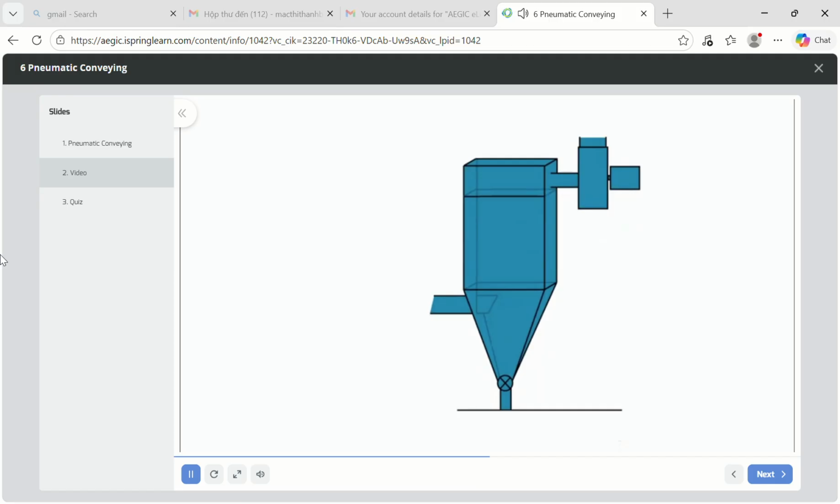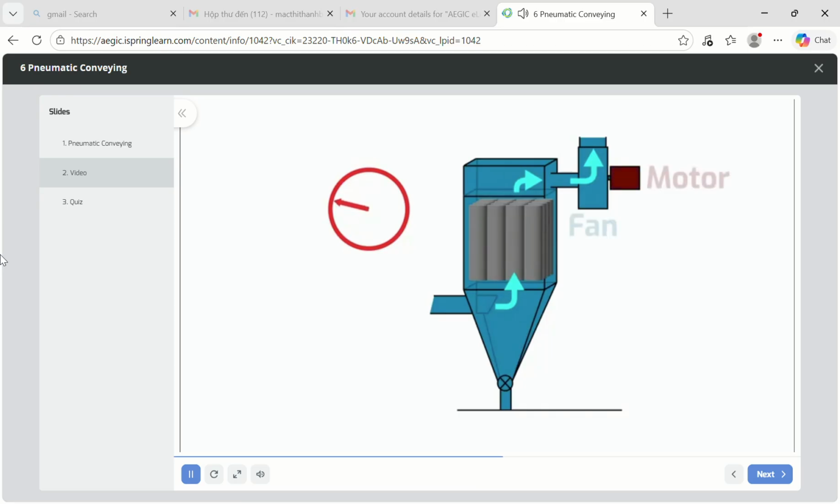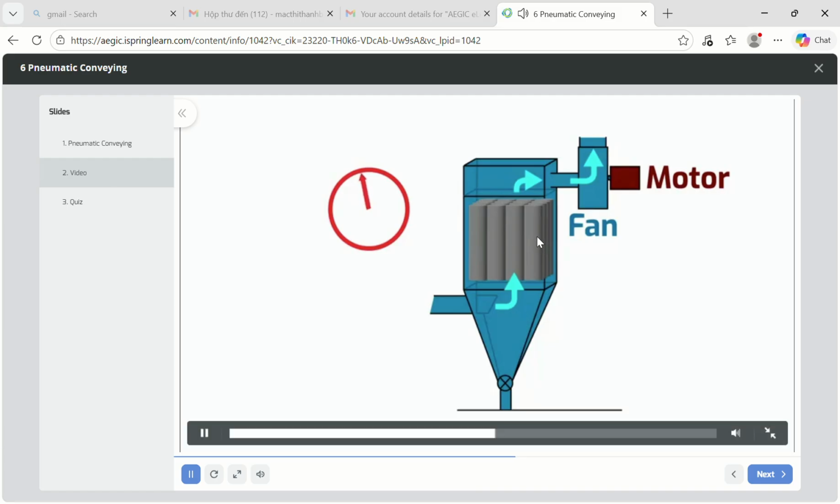If the filters get too clogged, the pressure drop across the sleeves increases, resulting in the fan motor having to work harder to keep drawing air through, which may result in overheating. As a rule of thumb, the pressure drop should not exceed 170 millimeters of water. Filter sleeves should be replaced when the pressure drop across the sleeves exceeds the manufacturer's recommendations.